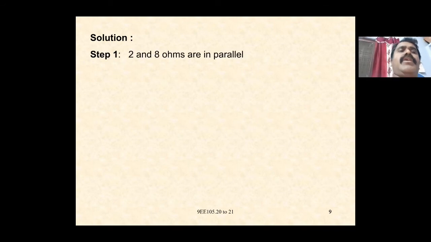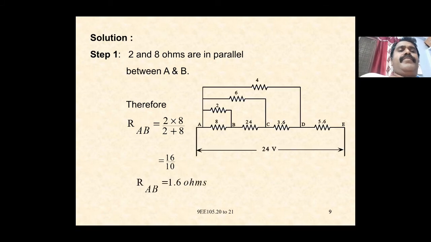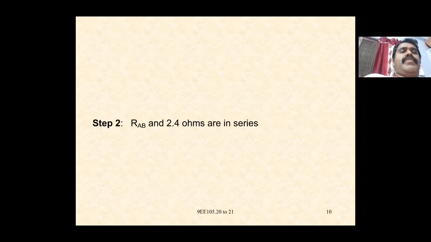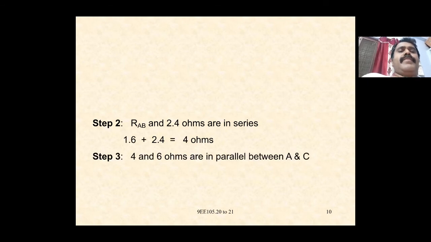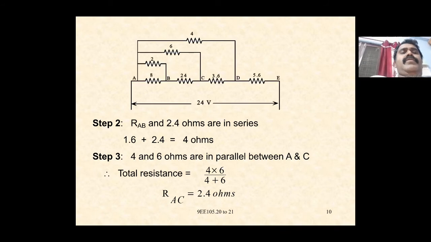Where 2 and 8 ohms are connected in parallel, so between A and B. Therefore RAB is equal to 2 into 8 by 2 plus 8, which is equal to 16 by 10. RAB is equal to 1.6 ohms. RAB and 2.4 ohms are in series. 1.6 plus 2.4 is equal to 4 ohms. 4 and 6 ohms are in parallel between A and C. Total resistance is equal to 4 into 6 by 4 plus 6. So RAC is equal to 2.4 ohms.